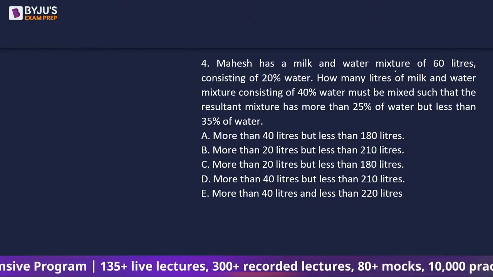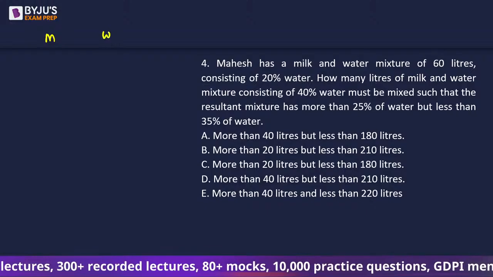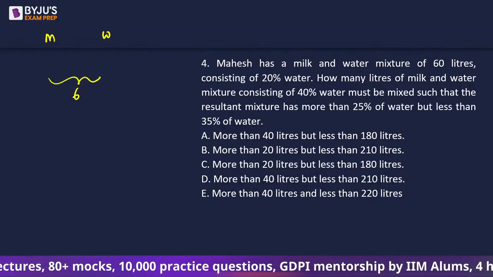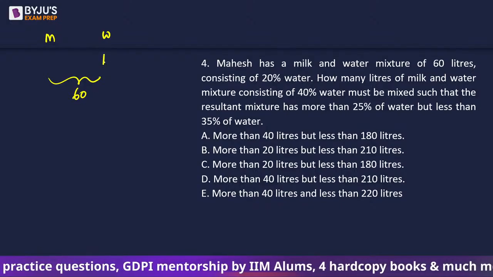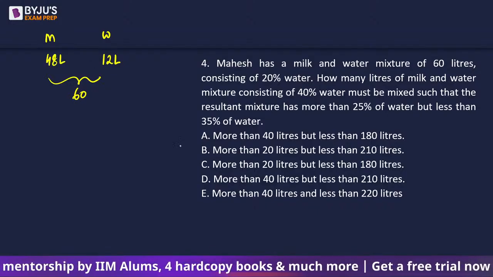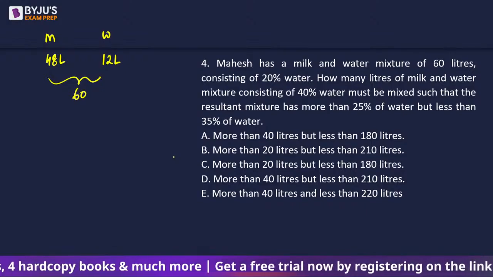So if we look at the solution Mahesh has, which is made up of milk and water, it is a total 60 liters solution, in which 20% is water. That means 20% of 60, 12 liters, is water. So obviously the remaining 48 liters is milk.